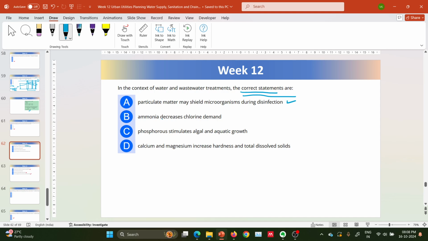Particulate matter may shield microorganisms during disinfection. Yes, this is correct. Ammonia decreases the chlorine demand. No, it increases the chlorine demand, because ammonia reacts with chlorine and forms chloramine, or combined chlorine. So it increases the chlorine demand.